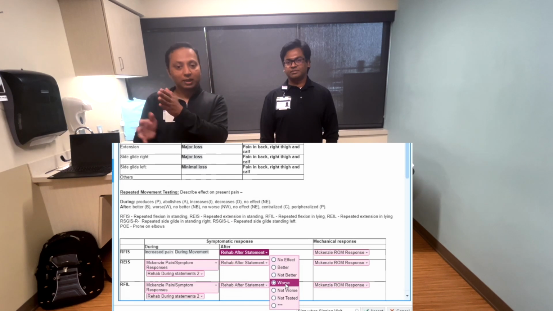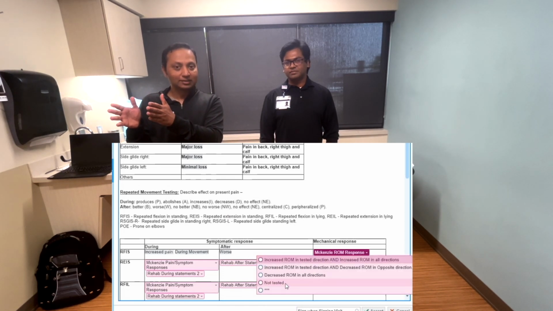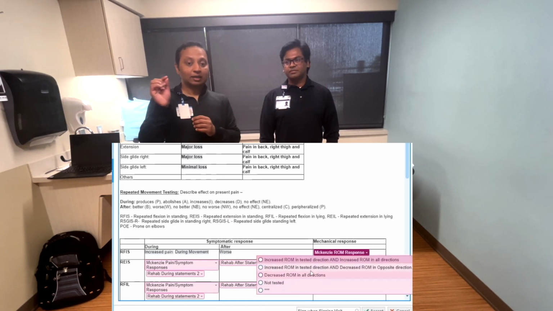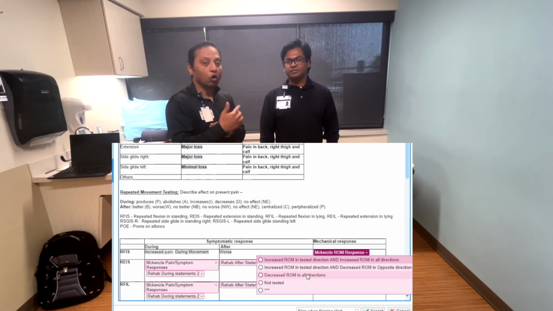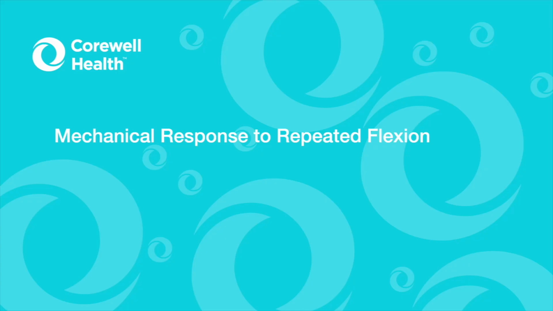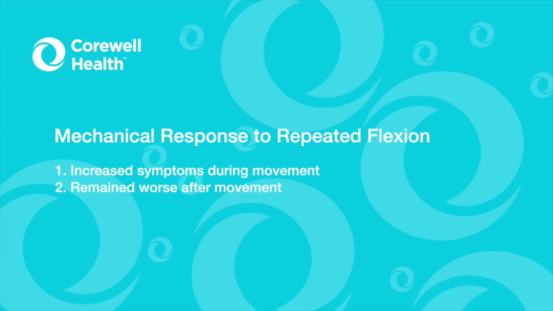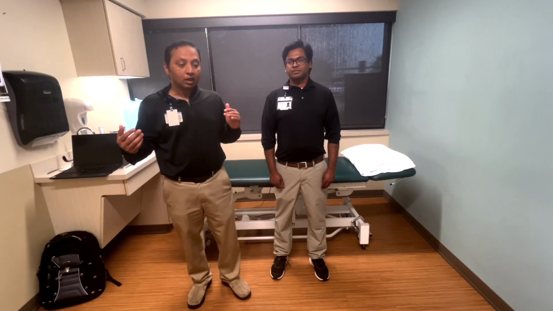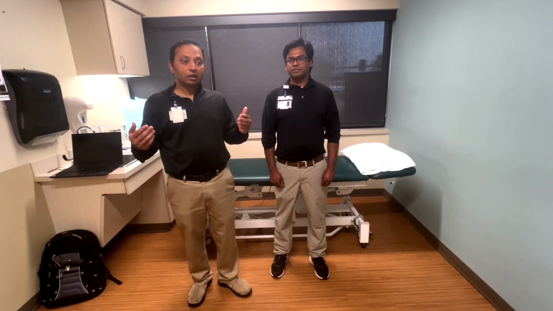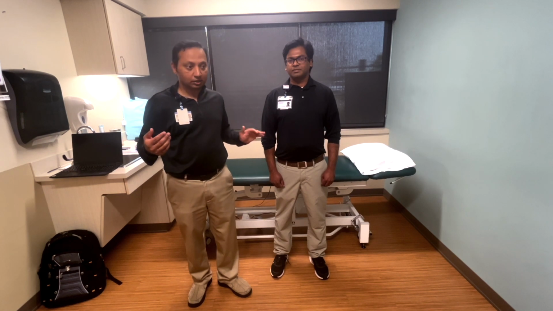And then moving on to mechanical response to repeated flexion in standing, we're going to say decreased range of motion in all directions. So essentially, in this case, repeated flexion worsened or increased the symptoms during the movement, they remained worse after the movement, and it also decreased the range of motion in all directions after the repeated flexion was done. So we are going to go back and test a different direction in this case.